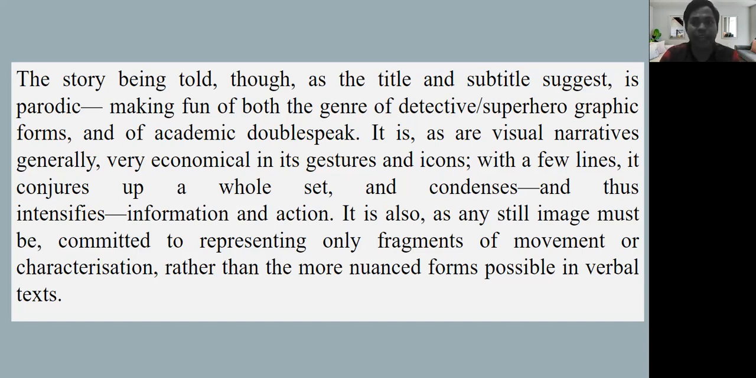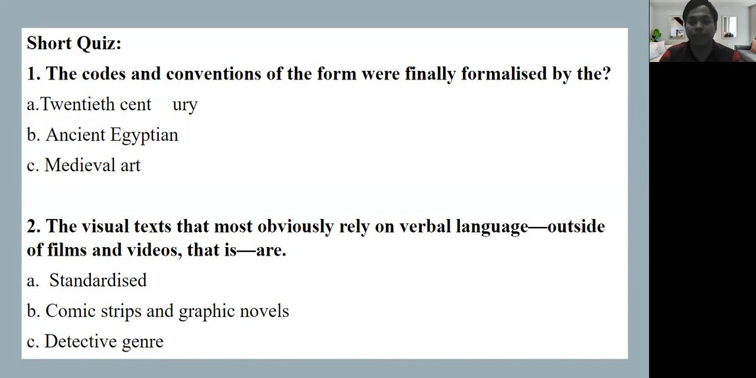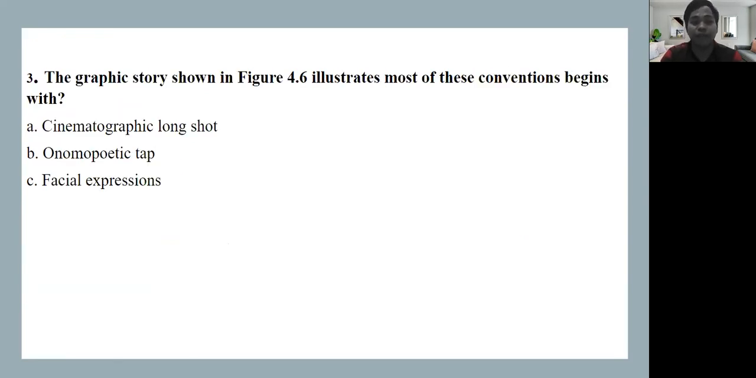So this is the quiz, my short quiz. Number one, the codes and conventions of the form were finally formalized. A, 20th century, B, ancient Egyptian, C, medieval art. Number two, the visual text that most obviously rely on verbal language outside of films and videos, that are, A, standardized, B, comic strips and graphic novels, C, detective genre. Number three, the graphic story shown in figure 4.6 illustrates most of the conventions with A, cinematographic long shot, B, onomatopoeic top, C, facial expressions.